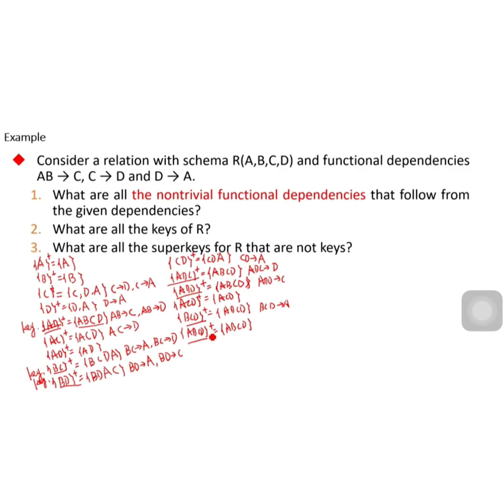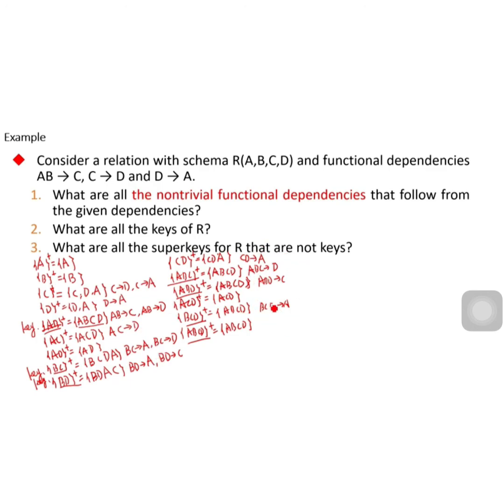Okay, now we can find what are all non-trivial FDs that follow from the given dependencies? C functionally determines D, C functionally determines A, D functionally determines A, AB functionally determines C, AD functionally determines D, and so on. All these I've already listed in here.